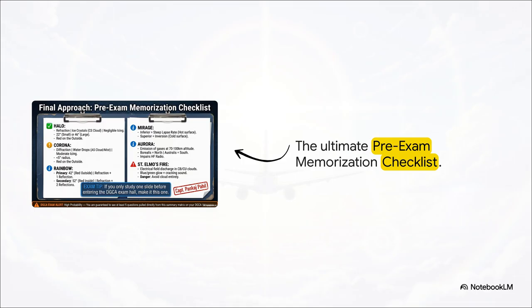As your ultimate pre-exam mental checklist, I want you to group these by hazard levels. Lock in the safe boundaries of the halo, the moderate icing caution of the corona, and the extreme danger of St. Elmo's fire. Plus, know the precise definitions for mirages and auroras. If you do this, you are absolutely guaranteed to see at least 5 questions pulled directly from this summary.